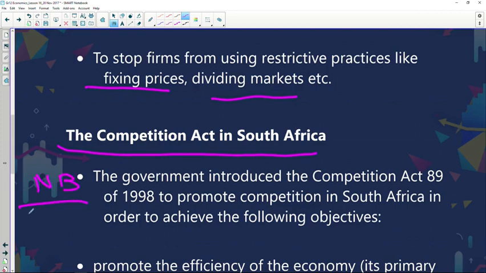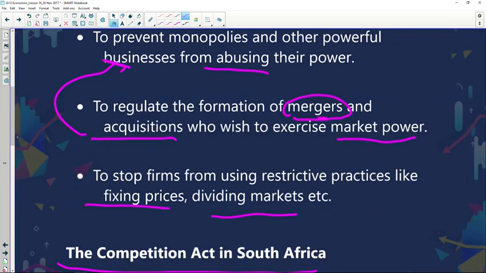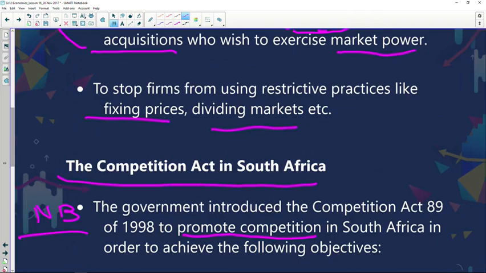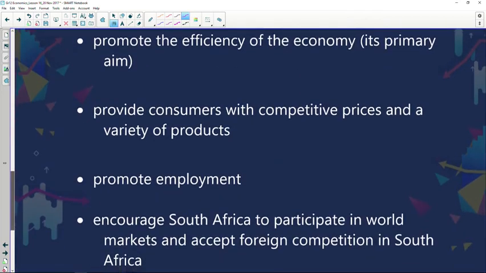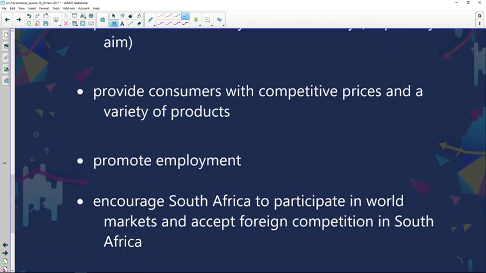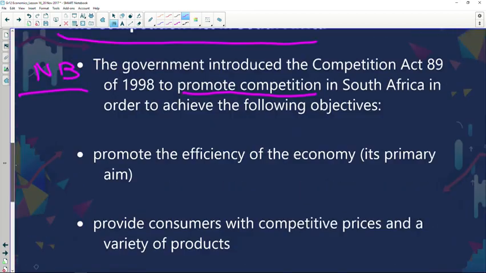Okay, so it's important that you know the Act, that it is Act 89 of 1998, and know that this Act was put into place in order to promote competition in South Africa in order to achieve the following objectives. So the main idea of this Act is to promote competition in South Africa. So it's important that we note that.